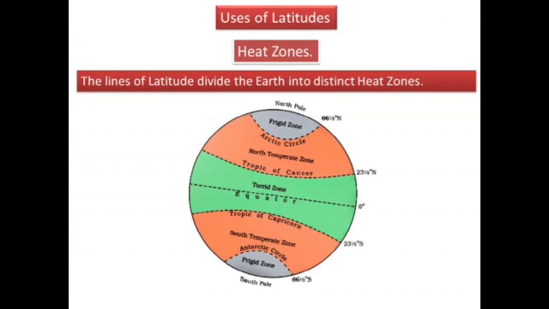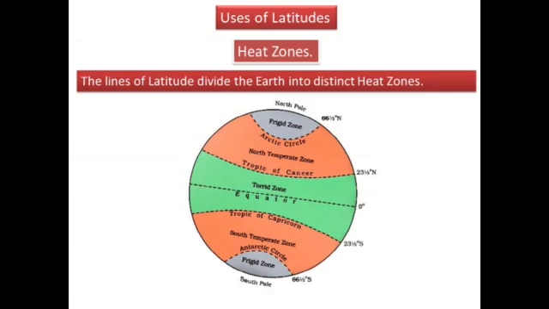The lines of latitude also divide the earth into distinct heat zones. As you can see in this diagram showing the heat zones, the region lying between the Tropic of Cancer and the Tropic of Capricorn is called the torrid zone, and it is the hottest region on earth.